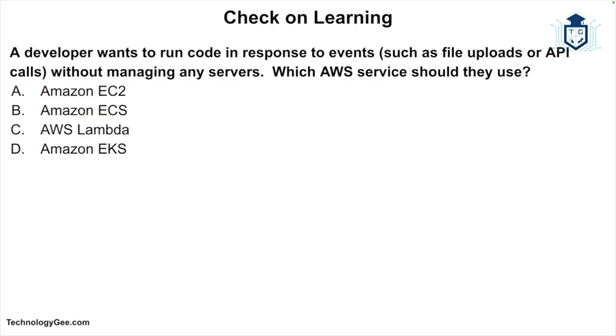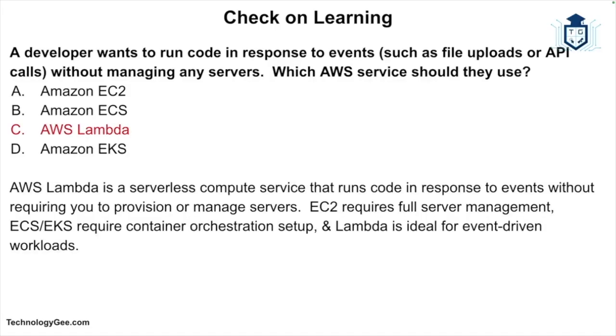Next question. A developer wants to run code in response to events such as file uploads or API calls without managing any servers. Which AWS service should they use? Would this be Amazon EC2, Amazon ECS, AWS Lambda, or Amazon EKS? And the correct answer is AWS Lambda. So AWS Lambda, this is a serverless compute service that runs code in response to events without requiring you to provision or manage servers. EC2, this requires full server management. ECS and EKS, that require container orchestration setup. And Lambda, this is ideal for event-driven workloads.